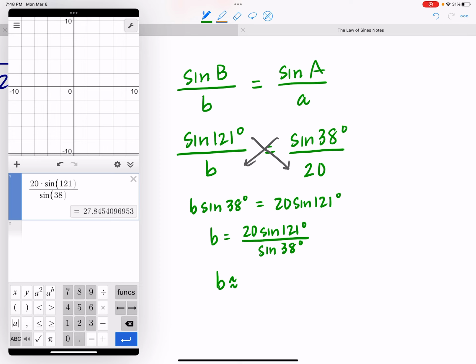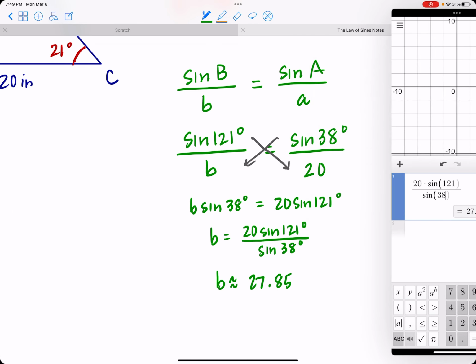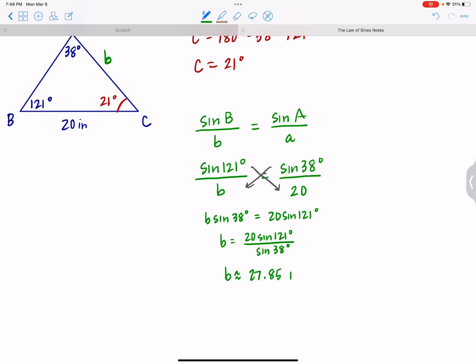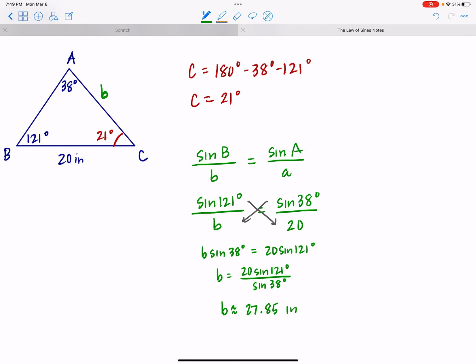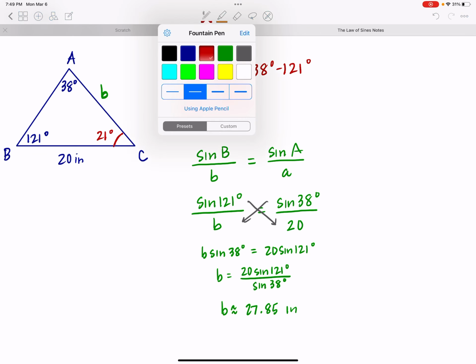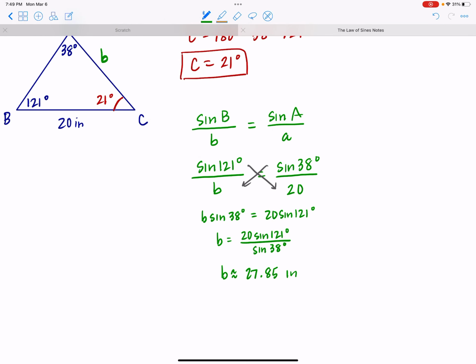So you can see in the calculator this ends up being approximately 27.845. Let's round to the hundredths place and call this 27.85. The units here were inches, so we will say inches. Alright, so we found the missing angle, and now we have found one of our missing sides.